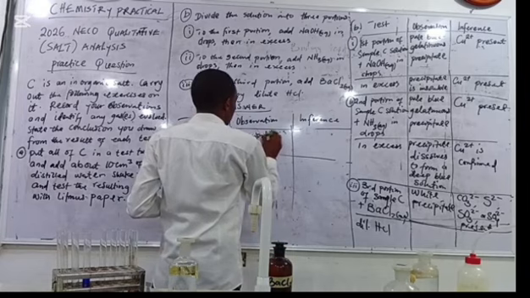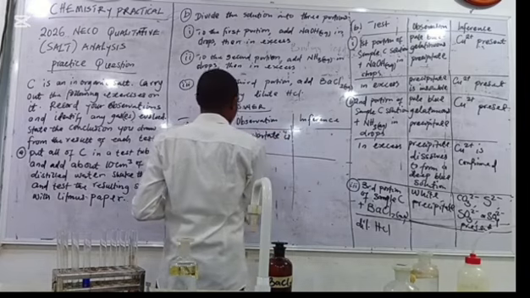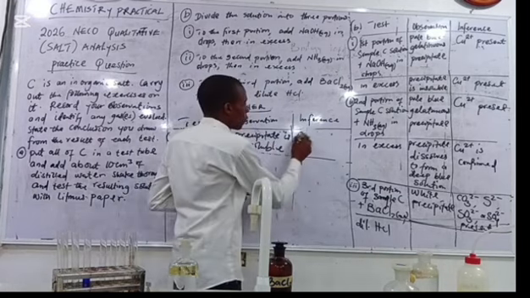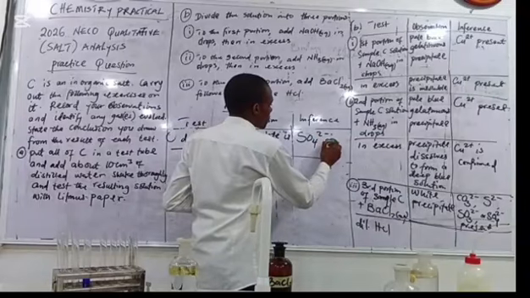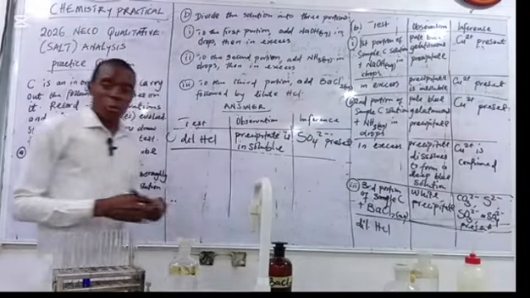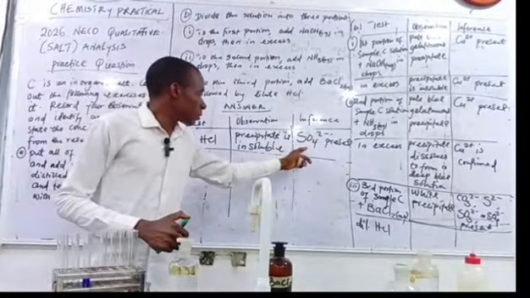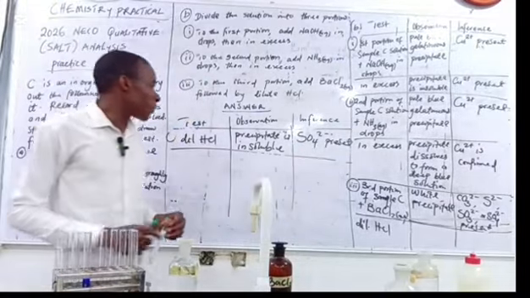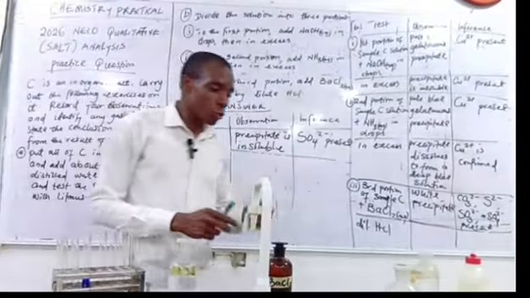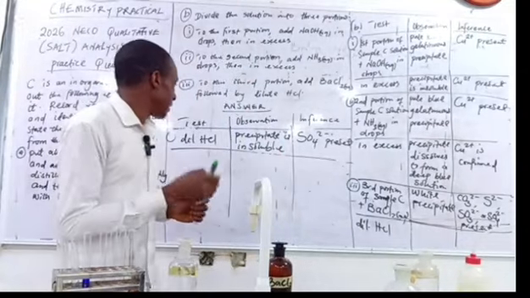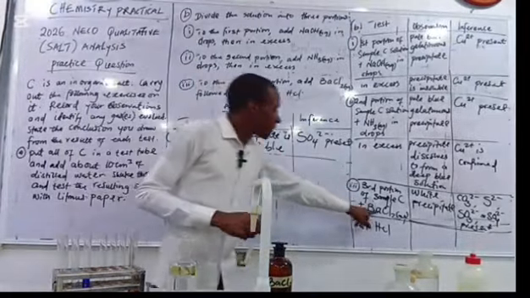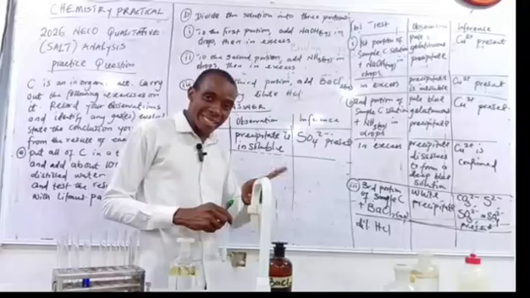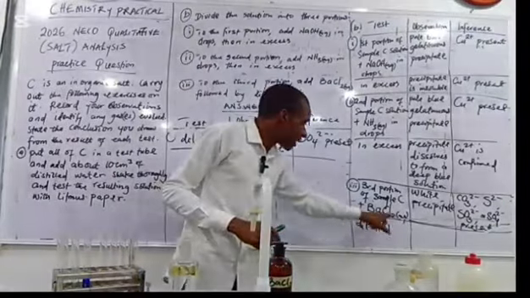The precipitate is insoluble, which means that SO4 2- is present. If the precipitate was soluble, it would not be SO4, but since it's not soluble, the ion present there is SO4 2-. Sometimes they can ask you to add dilute HCl before adding BaCl2. Take note. Sometimes they can ask you to add dilute HCl before adding BaCl2.